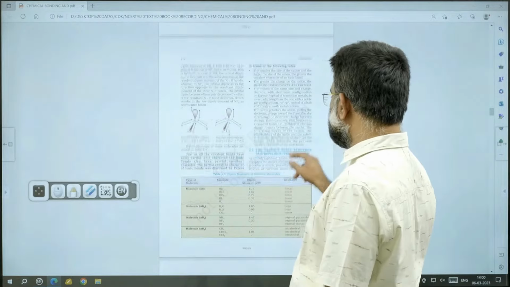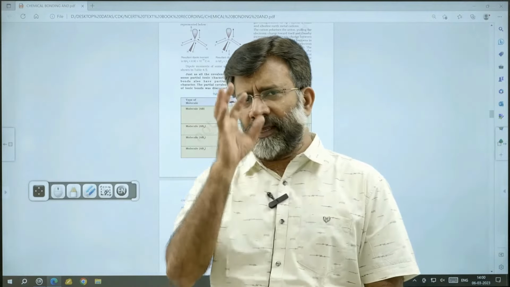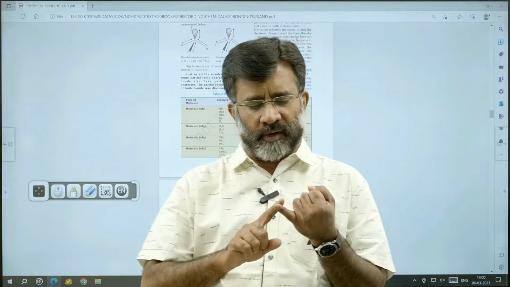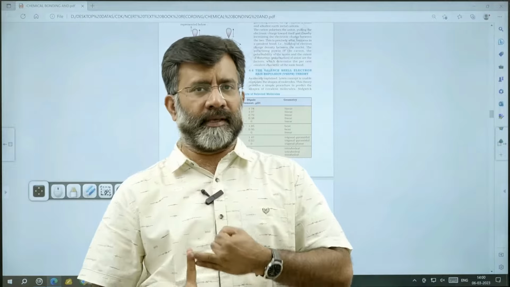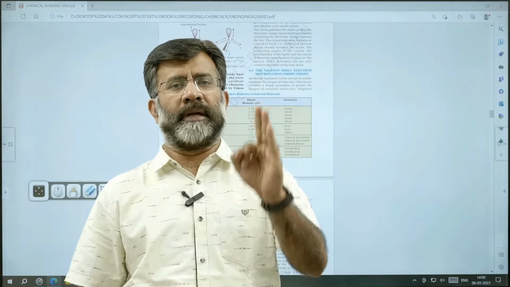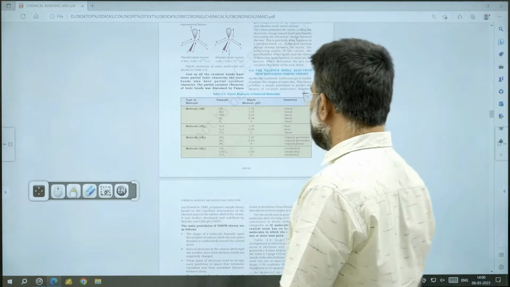Now, there are some important theories coming in the chapter. Mainly three theories we are governing and explaining in the chapter. One is called VSEPR theory. One is called VB theory, valence bond theory. And the final one is molecular orbital theory. Okay, three important theories. Let's have a look at them one by one.